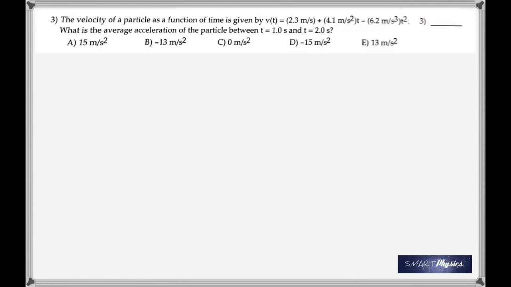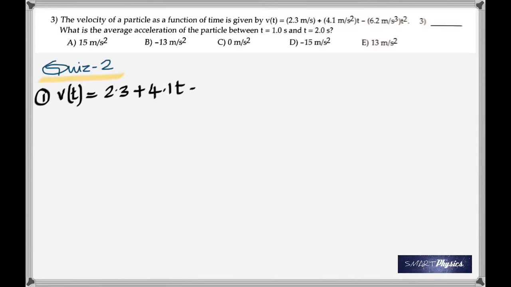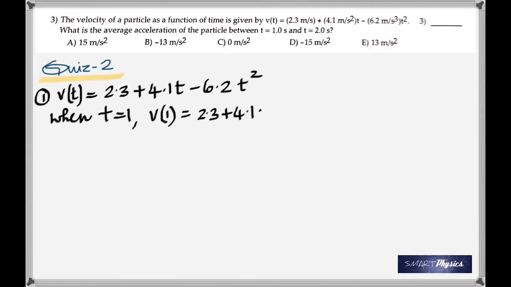In the third question, velocity of a particle is given as a function of time, and you're asked to find the average acceleration between 1 second and 2 seconds. And therefore you've got to substitute the value of t in the equation, first as 1 second and then as 2 seconds. So once you get the velocities at 1 second and 2 seconds, the acceleration would be the difference divided by the time interval, which is 1 second.